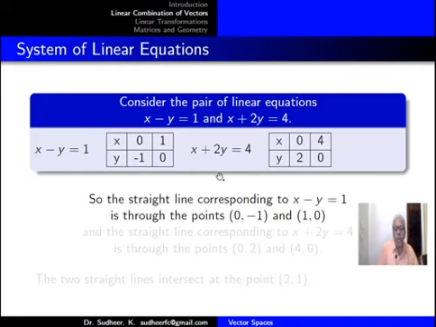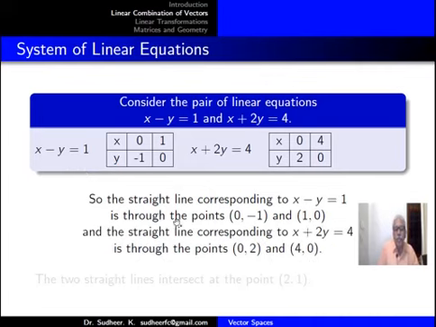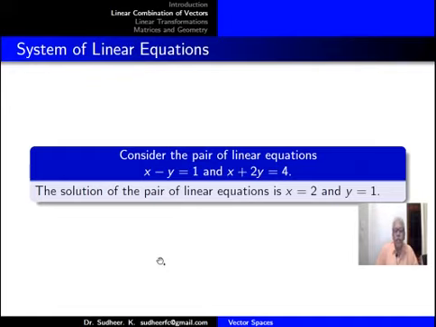So, these points can be marked on the graph, and the lines corresponding to these two equations can be drawn. The straight line corresponding to x minus y equal to 1 is through the points (0, -1) and (1, 0), and the straight line corresponding to x plus 2y equal to 4 is through the points (0, 2) and (4, 0). These two straight lines will intersect at the point (2, 1). So we say that the solution of the pair of linear equations is x equal to 2 and y equal to 1.